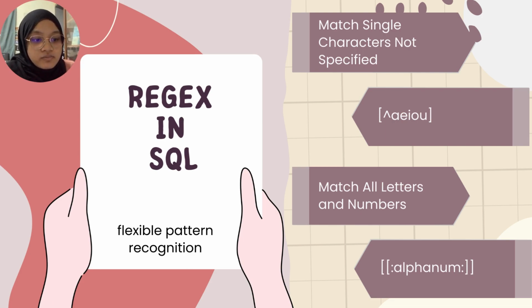So next is to match all letters and numbers. Instead of using 0 to 9, a to z, and so on, we can instead use alnum, as the one that I showed. This is one example of the predefined POSIX classes that are available when a user uses regular expressions in SQL.